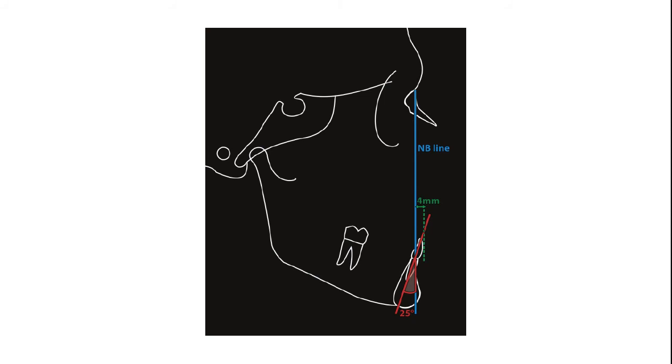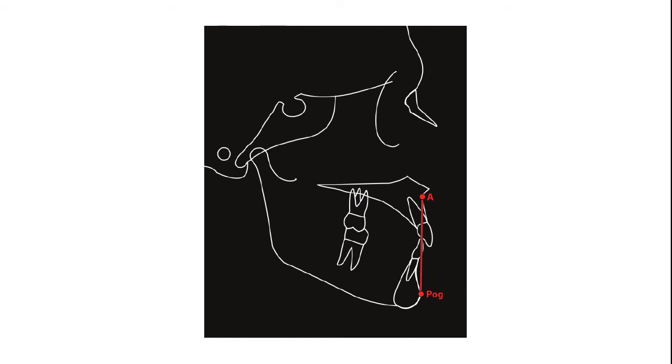Moving on to the sagittal position of the mandibular incisors. Mandibular incisor to NB plane. The most labial portion of the crown of the mandibular central incisors should be located 4 mm ahead of the NB line. It is also suggested by this axial steno.